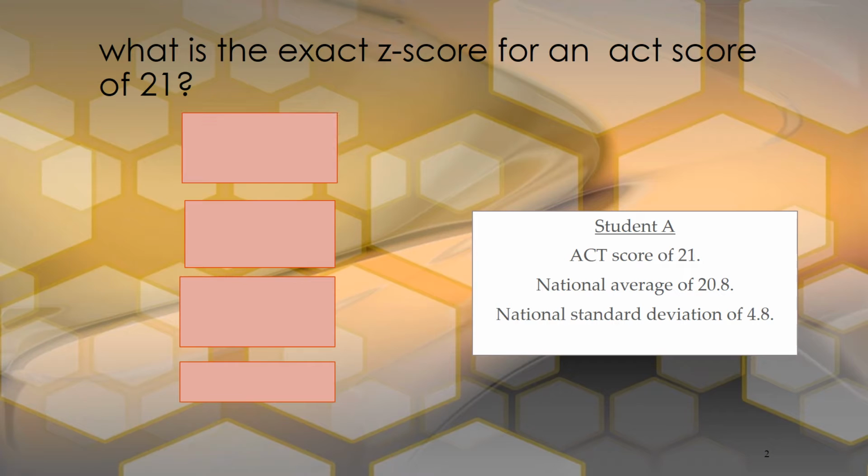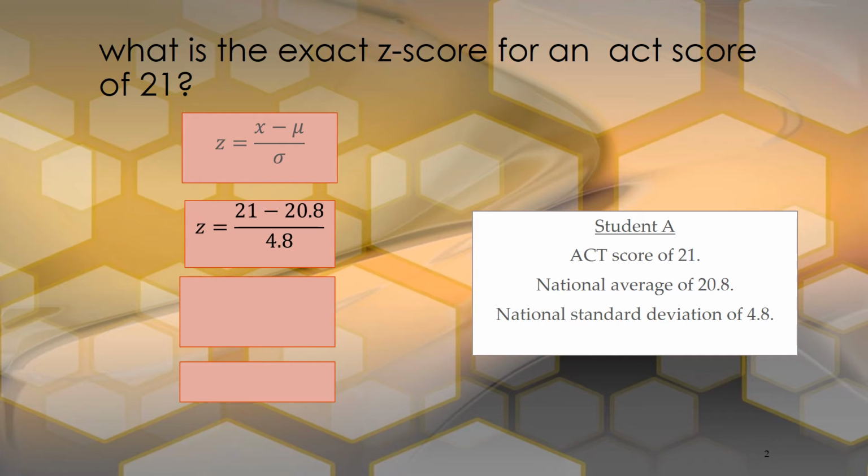So here's the Z formula. Z equals X, where X is the raw score. The raw score is the actual value before you transform it into a Z-score. You subtract off its mean, mu, and divide by the standard deviation, sigma. So we're going to fill it in. 21 was the student's raw score. We're subtracting off the mean of 20.8, and dividing by the standard deviation of 4.8. So you just simply fill in the formula.